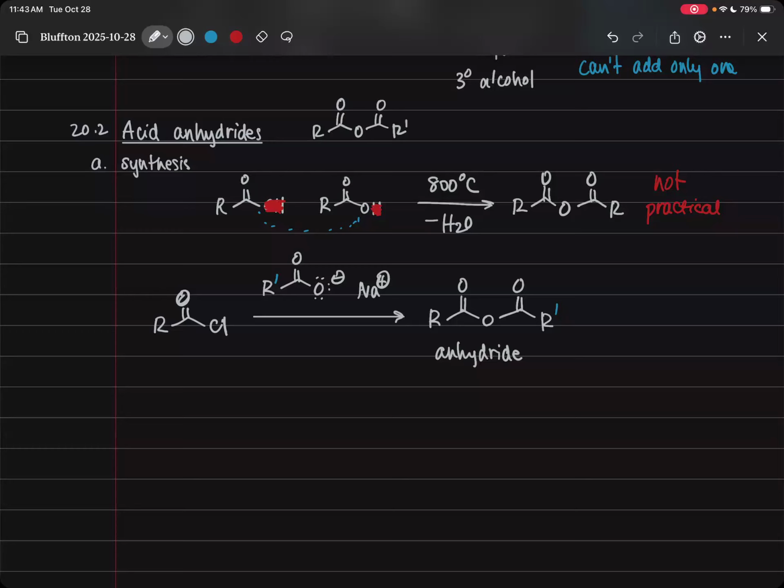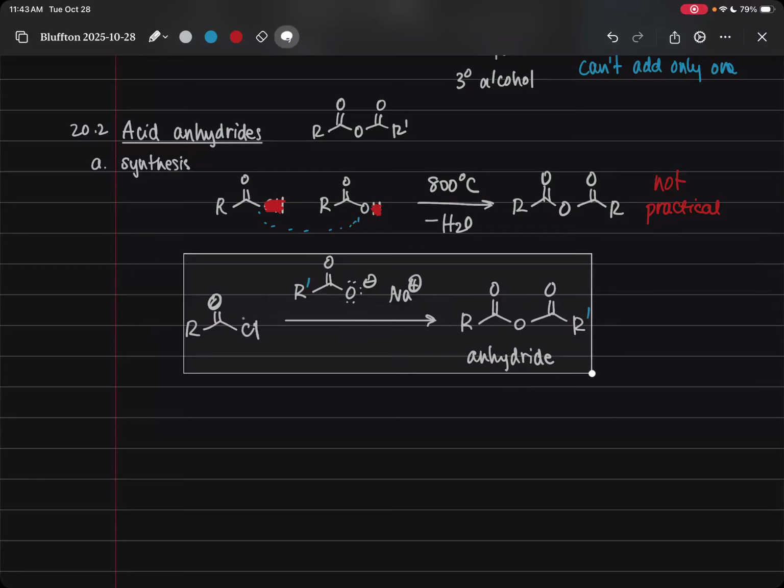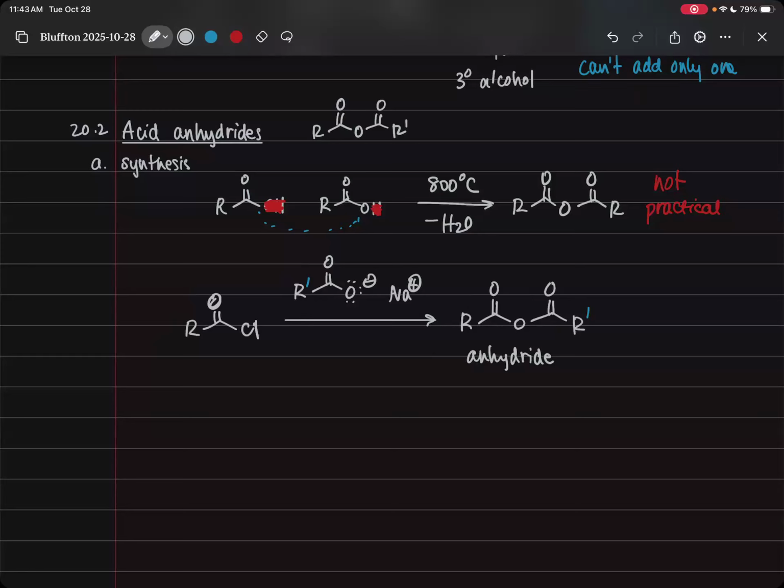And there's our anhydride. So this can be done at room temperature. Can't do it in water because you have that acid chloride that would get destroyed by water. But in general, that's a much more reasonable reaction conditions to use.